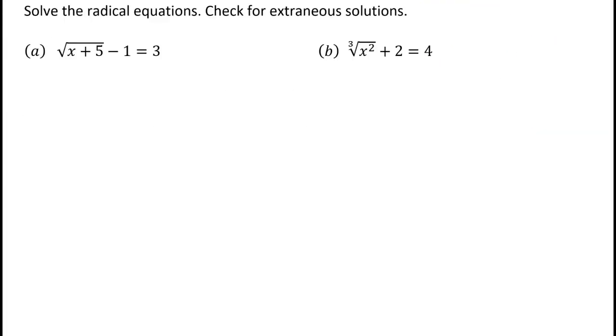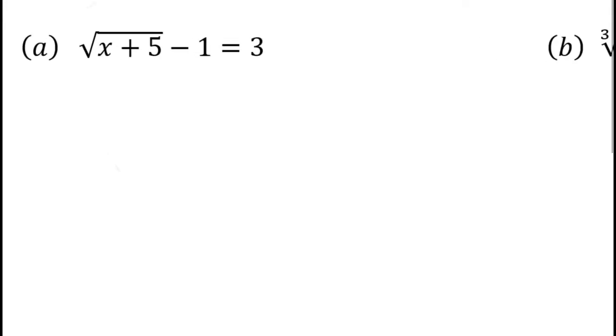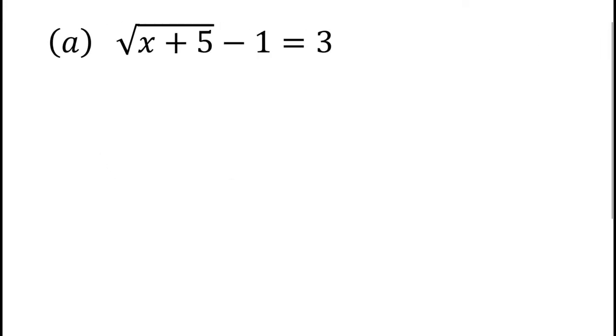Alright, so we're going to go ahead and do a couple examples of how we solve radical equations, and then we're going to check for the extraneous solutions. So let's look at the first one. We have the square root of x plus 5, minus 1, equals 3. So remember, the first step is to isolate the radical. So you've got to get this square root all by itself, which means that you've got to get rid of the minus 1 here. So in order to get rid of the minus 1, I'm going to go ahead and add 1 to both sides.